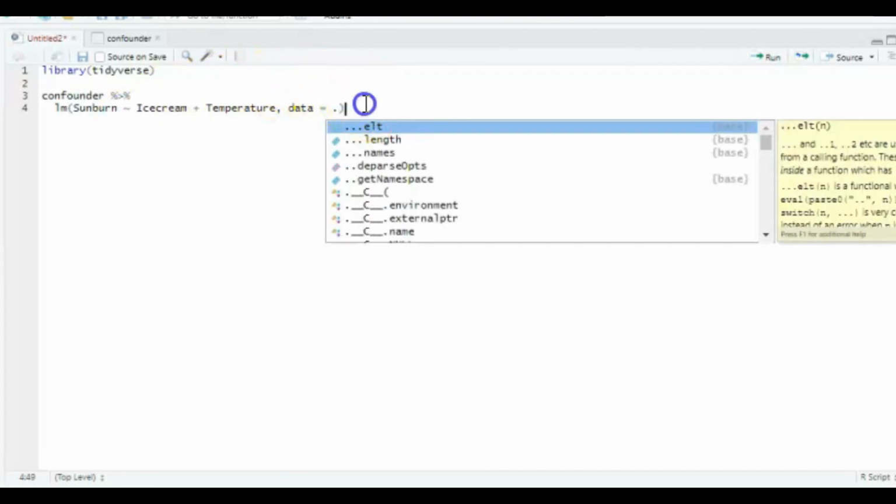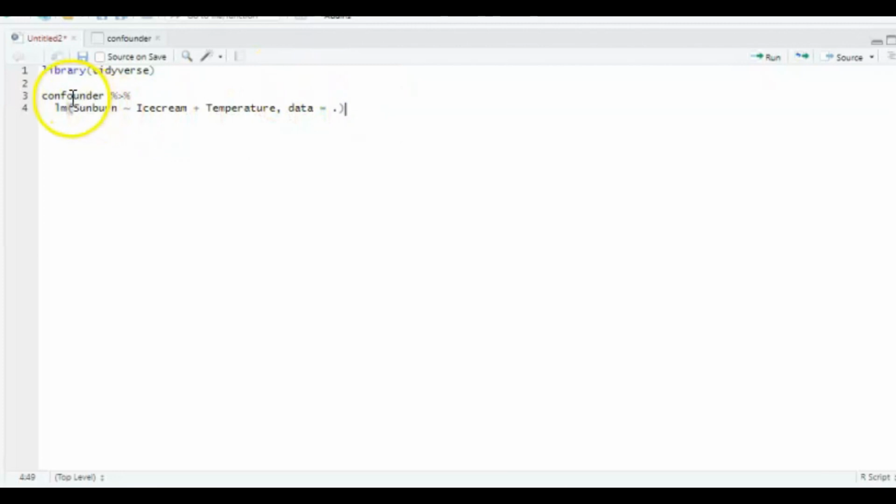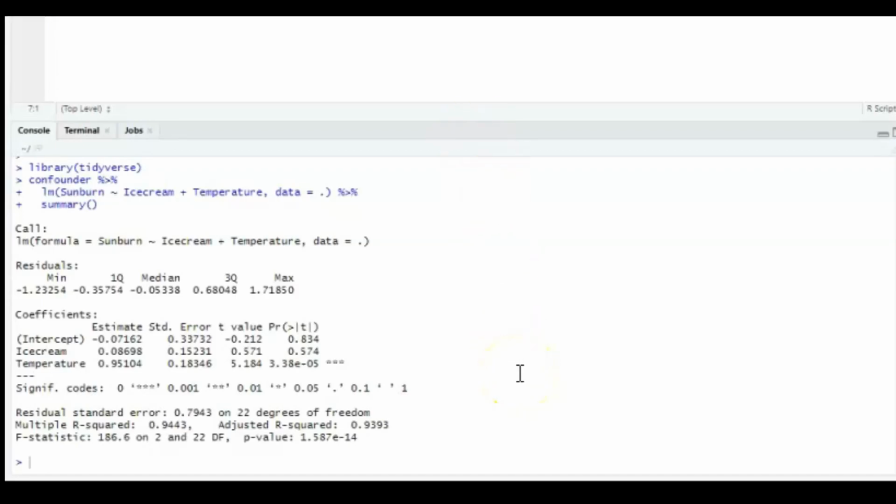So this is the same code as we used last episode. So you want the confounder dataset. And in that dataset, you want a linear model with sunburn being the dependent variable, ice cream and temperature being the independent variables, and data is this dataset which we're using. And then you press another pipe operator, and then you want the summary of this model. You press summary, and then you press Ctrl Enter, and then in the bottom you can see that the summary has opened.